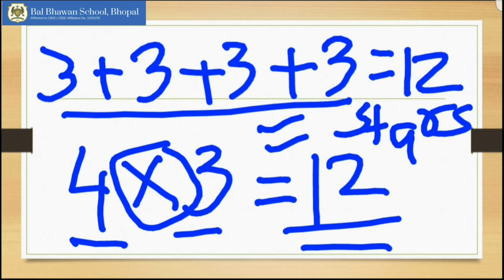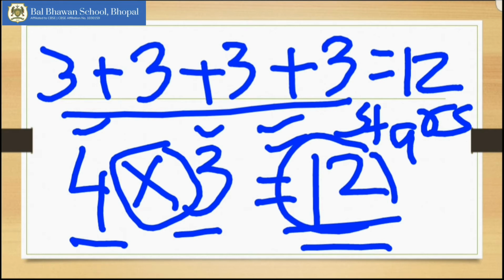So this way, children, we can write repeated addition and multiplication form. And here 4 and 3, children, they are called factors, because these are the numbers which we have multiplied. And the answer, this 12 which we have got, is called the product. Whenever we multiply two numbers, the answer we get is called the product. And these two numbers which are multiplied are called factors.